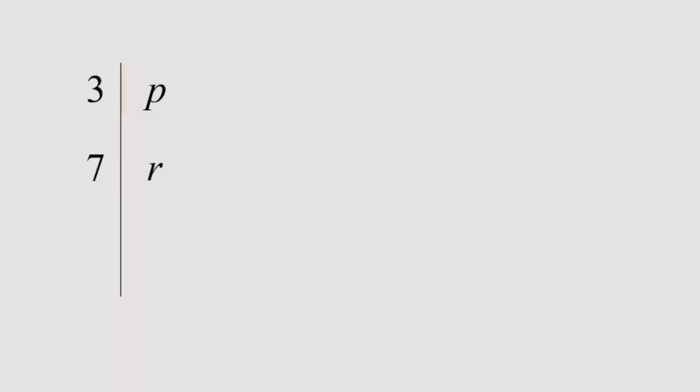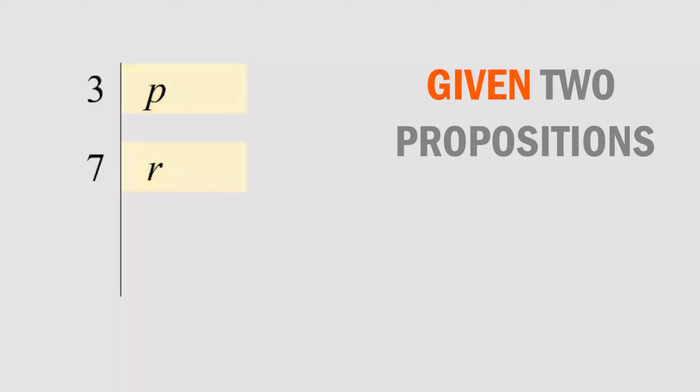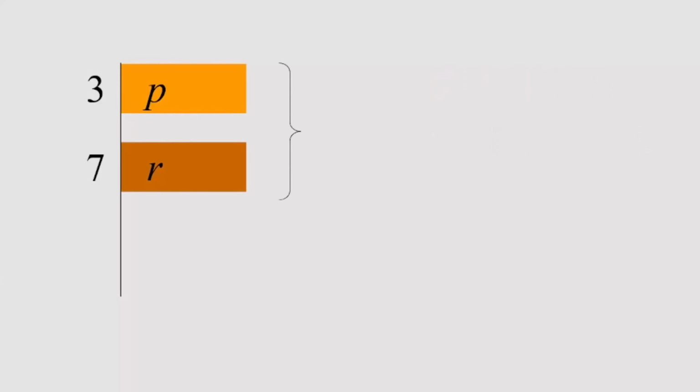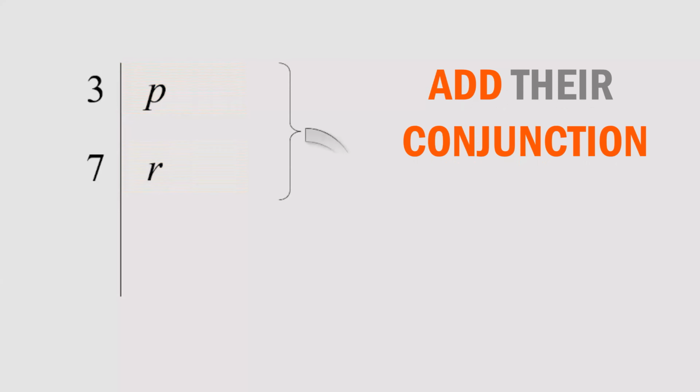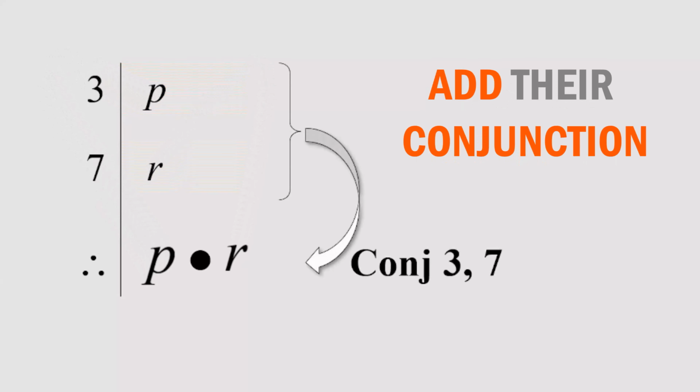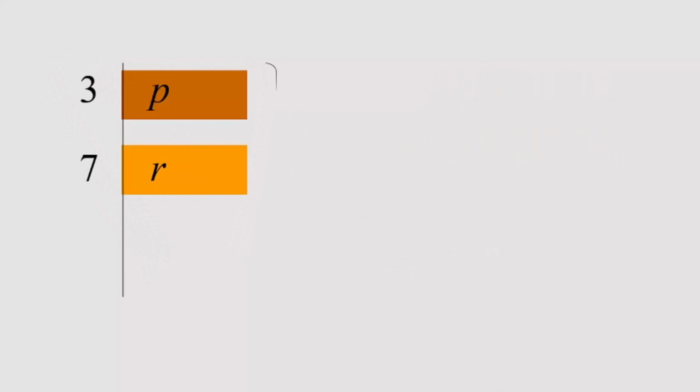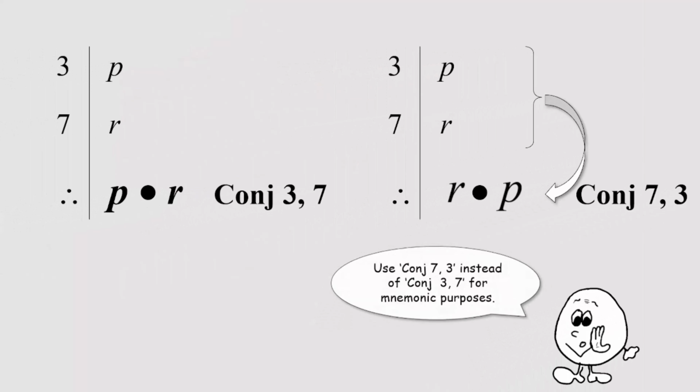Let's recap. We need to be given 2 propositions, however complex, but they need to stand on their own lines, and then we are allowed to add their conjunction in whatever order the conjuncts occur. We just keep track of the order in which we conjoined the propositions when we justify the line.